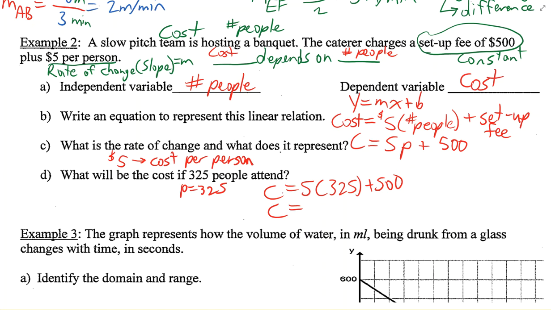What is it? Who's got it? 1,625, do you agree? Oh, you'd have the 500? Okay, 2,125. So the cost is $2,125. Good. So that's why we teach this, so that you can figure out how much it's going to cost to put on your wedding.